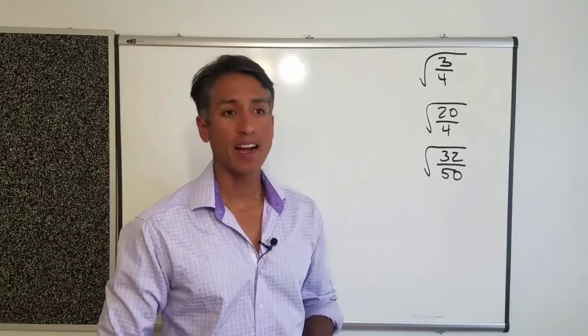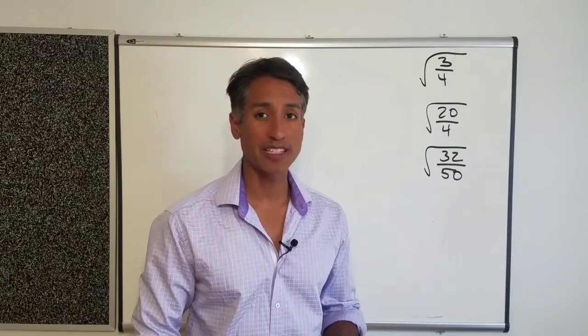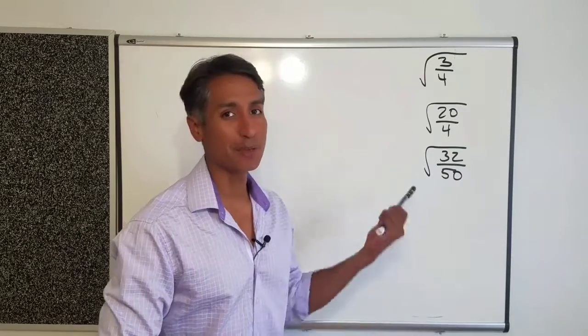Today I wanted to spend some time working on simplifying radicals or square roots using the quotient property. Remember, the quotient is when you're dividing stuff. Okay, so I know that all sounds really technical, but it's not. So let's get through some of these guys.